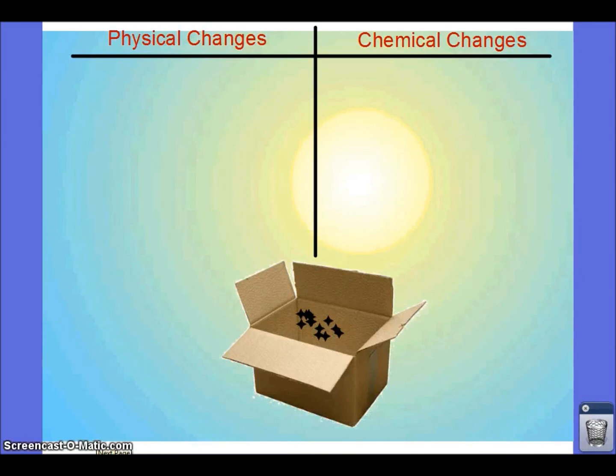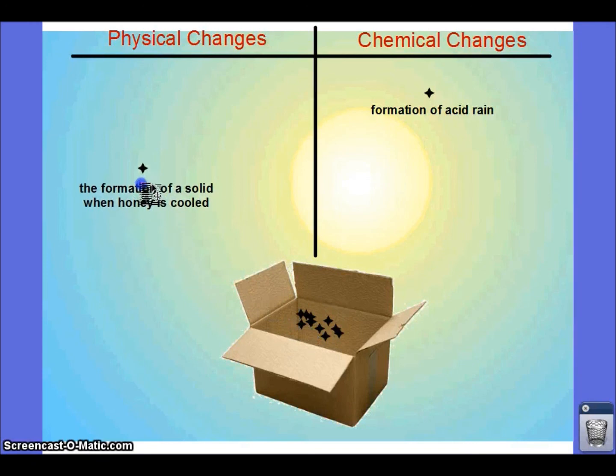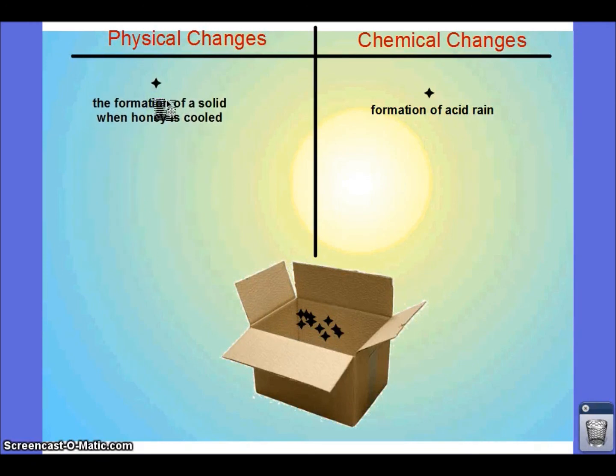Alright, let's pull out a few examples from here. Formation of acid rain. Okay, it's a chemical change. We have substances that will go into the atmosphere, react with the rain to produce acid rain. Formation of a solid when honey is cold. It is a physical change. Let's see more.